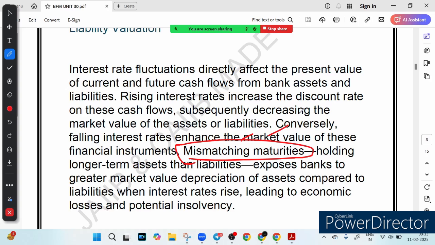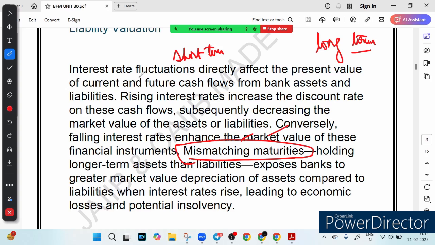Banks usually lend money for the long term, like a home loan. Banks lend money for 20 years, 30 years, right? But they borrow money in the short term. They borrow at short terms and lend at the long term, like a 1 year fixed deposit. So this mismatch can be dangerous. If interest rate rises, the value of a long term loan falls more than the short term deposit.